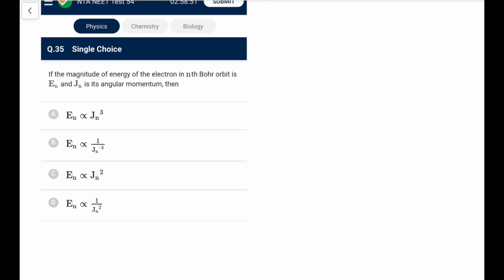The magnitude of energy of the electron in nth Bohr orbit is En, and Jn is its angular momentum. First of all, energy is what we write as RHC Z square by n square. J is angular momentum. First of all, what is the angular momentum here? That is mvr, which is always equal to nh by 2 pi.